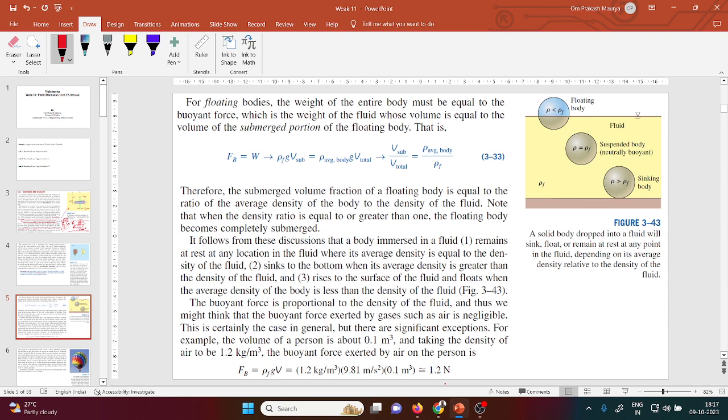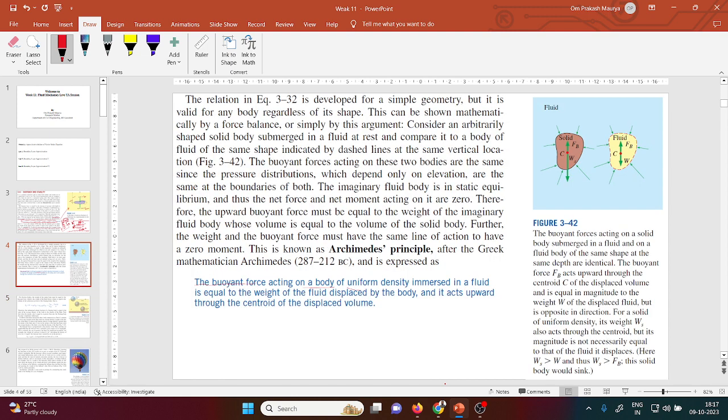Can you repeat, sir? The center of the? Yes, the centroid of the displaced volume. Let's suppose your body is this, and if you put this body in the water, this much volume will be removed from your fluid. At the center of this displaced volume your buoyant force will act, and it is always in the upward direction, right?